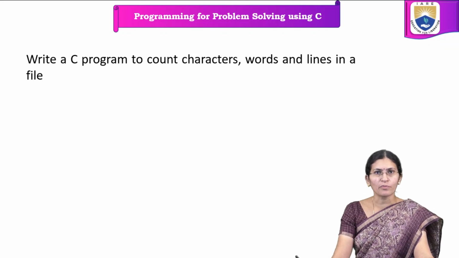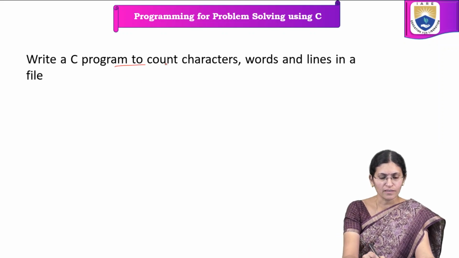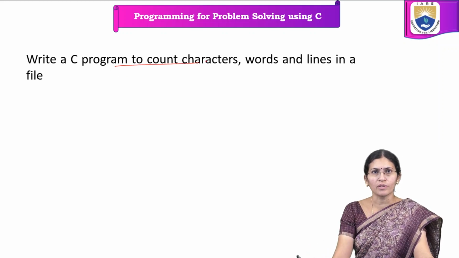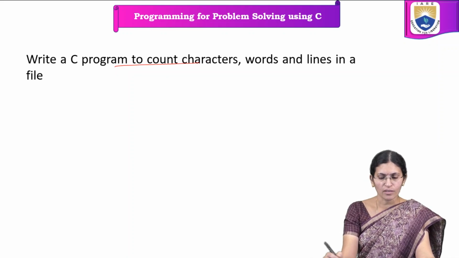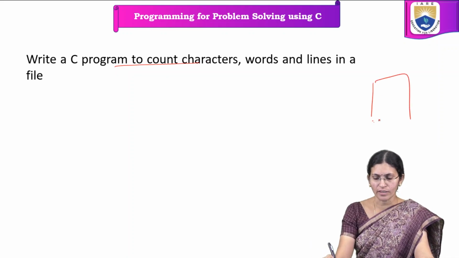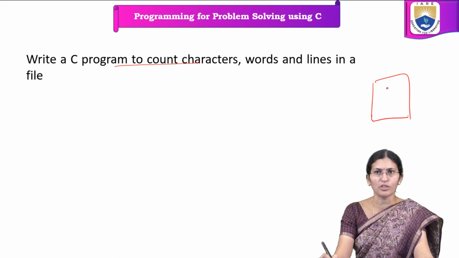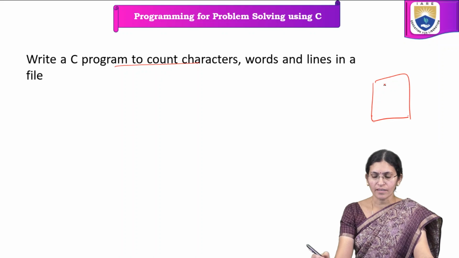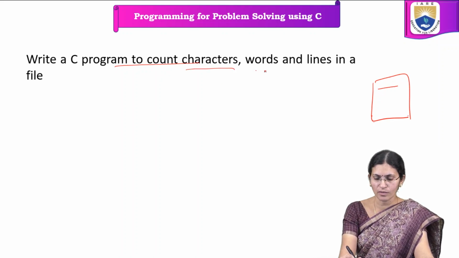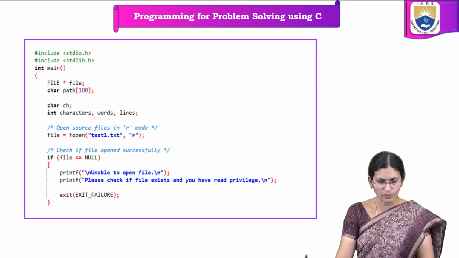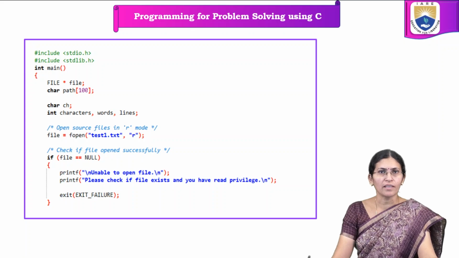So, here is the first one. We need to write a C program to count the characters, words and lines in a file. Suppose we have a text file. In that text file, if we have some data, then we need to count the number of characters, the words and the lines in the file. So, that is what the program is about. Now, let us see how we can write the program.